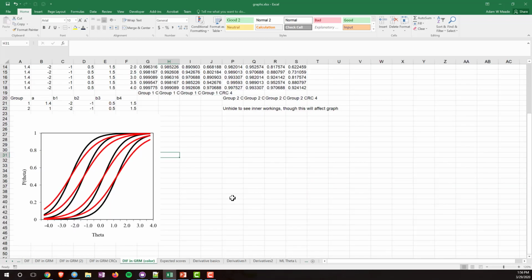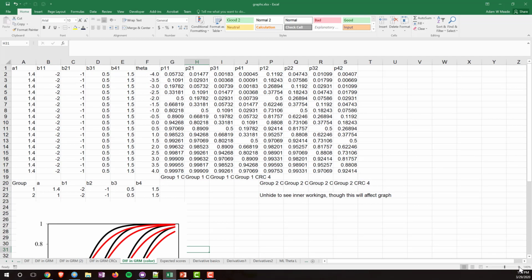I also wanted to extend that to the polytomous case. Let me make this a bit bigger here.